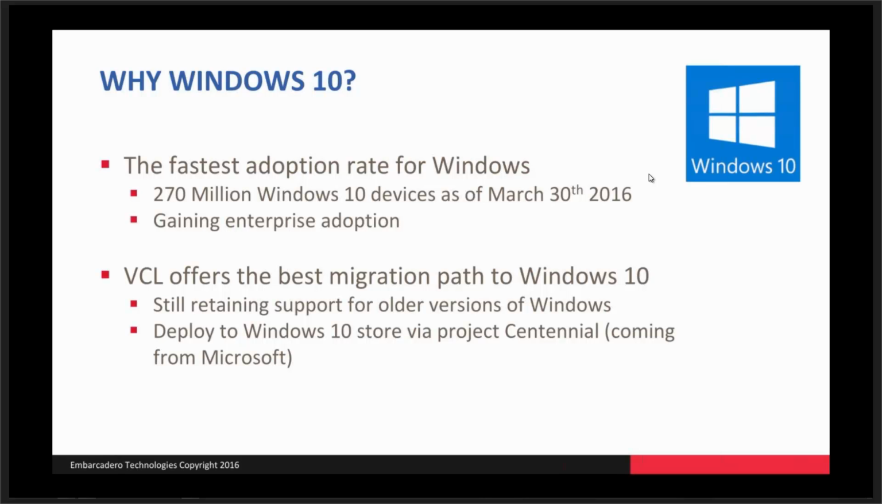Now, VCL continues to offer the fastest migration path to Windows 10. You can use your existing project code. You can easily update your UI to look like Windows 10 just with the simple addition of Windows 10 styles. We also have some Windows 10 specific controls such as the split view control or the relative panel, toggle switch, etc., so that you can add common Windows 10 specific UI elements to your applications. And support for Windows 10 Store via Project Centennial, which will be coming from Microsoft, is going to be an additional way that you'll be able to market your application to your customers.